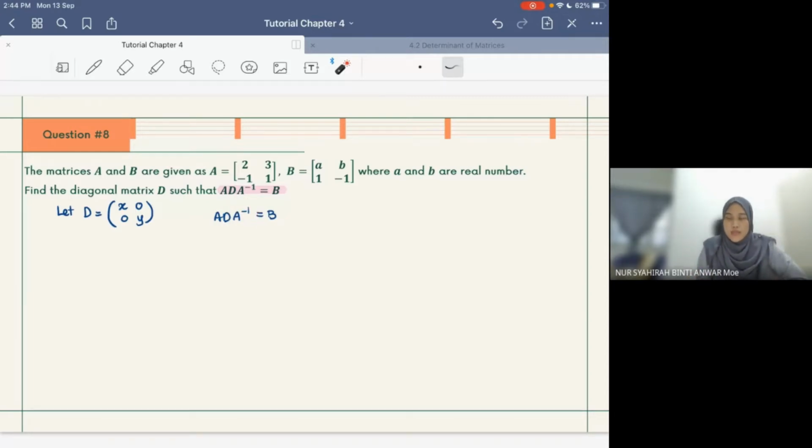So gunakan properties A inverse, bila kita darabkan dengan A, dia akan jadi I. So that means this whole equation kita akan darabkan dengan matrix A. Kita nak darabkan dekat mana? Depan ke belakang? Siapa tahu? Depan ke belakang?